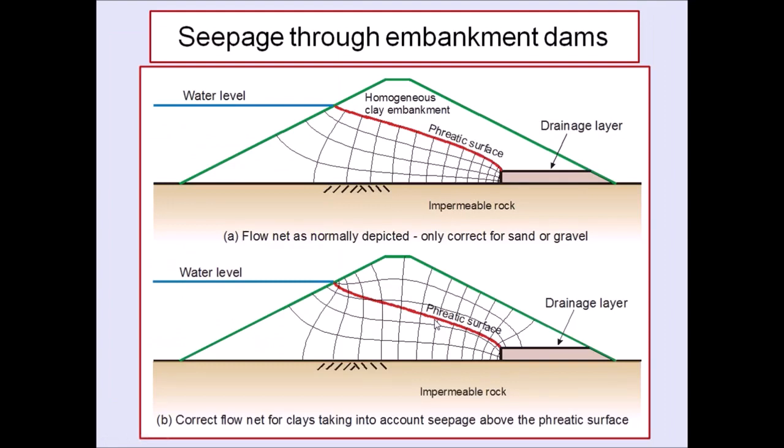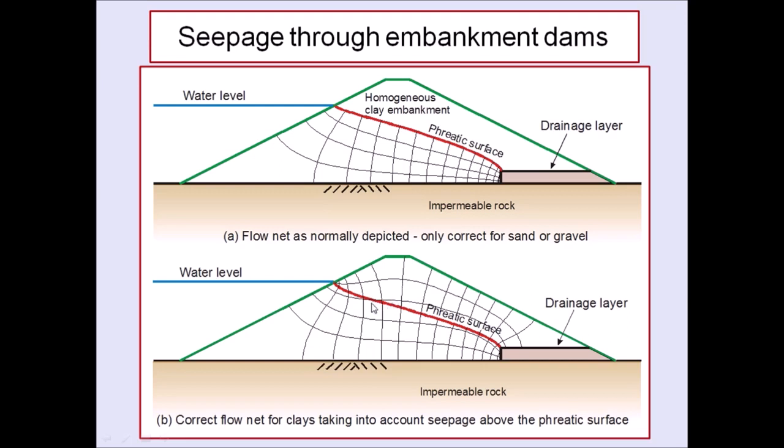Seepage through an embankment dam is often portrayed as in the upper graph here, quite familiar with that, but nobody would ever build an embankment dam out of gravel. This would only be true if this was clean gravel or clean sand. They would build it out of impermeable clay, in which case this is the shape of the flow net you're likely to get.